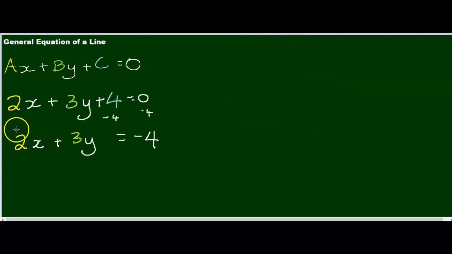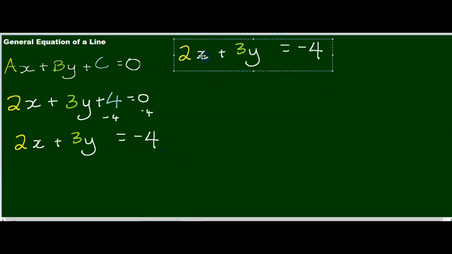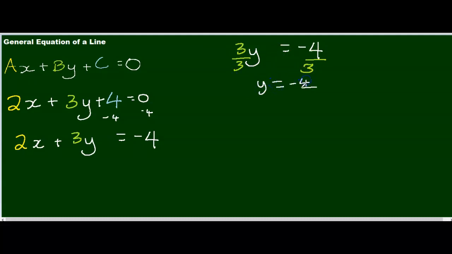So how do we solve this? How do we plot this on a graph? We're going to take this and say when x equals 0. Now when your x equals 0, your 2x is also 0, so we can get rid of that. Therefore, we're left with 3y equals negative 4, and if we divide both sides by 3, you get y equals negative 4 over 3 when x equals 0.